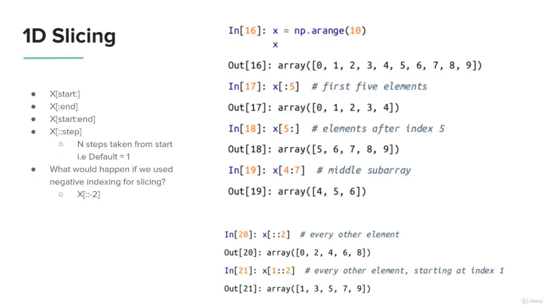The new concept we're going to study here in 1D slicing is the step function. This is followed by 2 colons, and what it does is take n steps from the start, and the default value for that is 1. Let's look at an example. Line number 20 tells us that if we have x[::2], there is no starting or ending, but there is a step function that is 2. So it is telling us to read every index after skipping the next one, so read every other element. So 0, 2, 4, 6, 8, it is reading all the even index values.